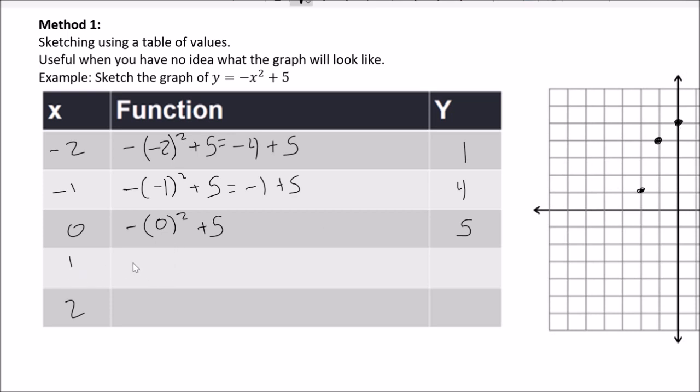Here we can plug in a 1, so -(1) squared plus 5. Again, notice the parentheses. We're going to honor PEMDAS. You have to square before you introduce the negative. So 1 squared is 1. Bring the negative, so you get -1 plus 5. All right, and there's 4, so (1, 4). Hey, it looks like it has y-axis symmetry. Let's see. So I'm now going to bring a 2, so I have -(2) squared plus 5. That gives me -4 plus 5, so I have 1.